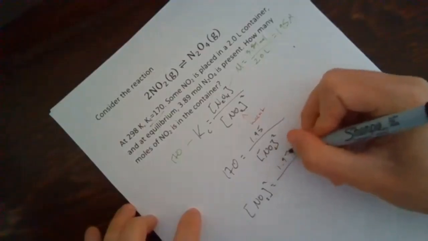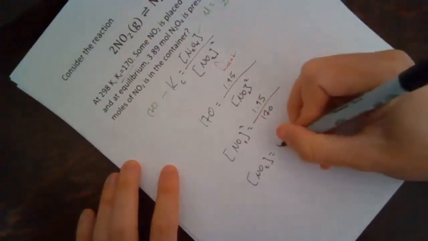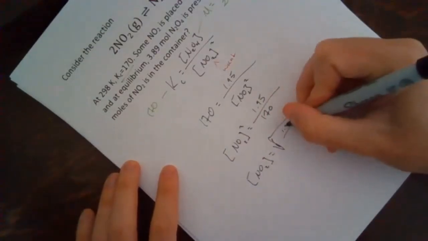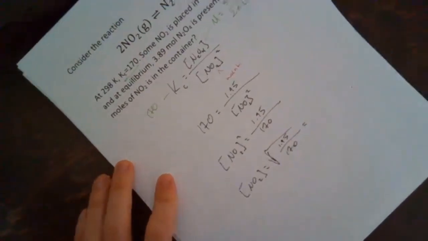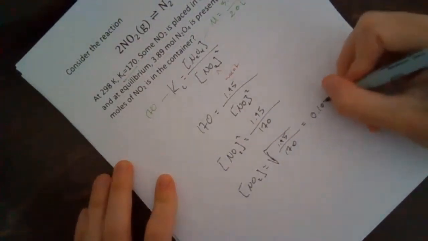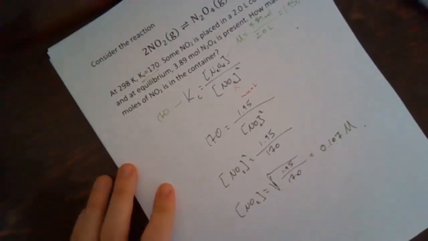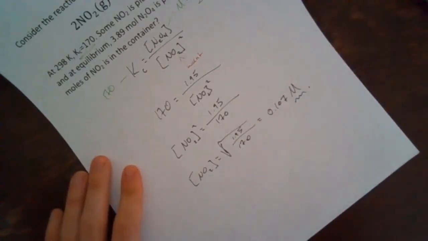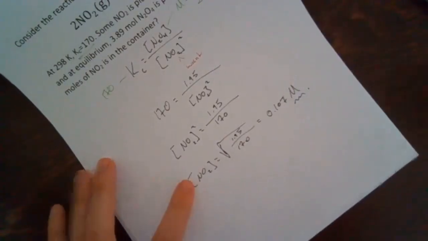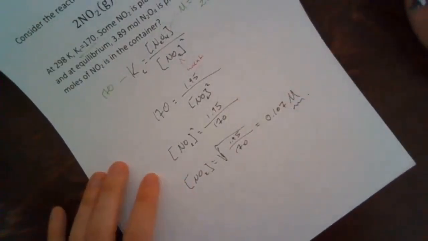That is 1.95 divided by 170. And so then that tells me that the concentration of NO2 is equal to the square root of 1.95 divided by 170, which is 0.107. And again, it's molarity. So that answer that you get is the concentration. It's always going to be in molarity. So that is the concentration of NO2 that's left over in this container that you started with.